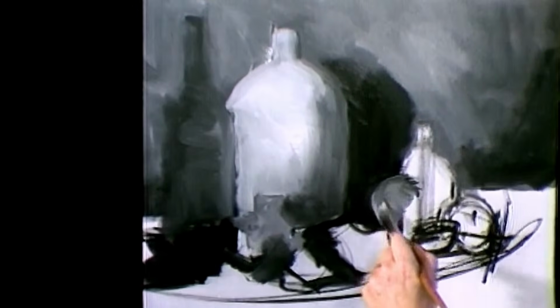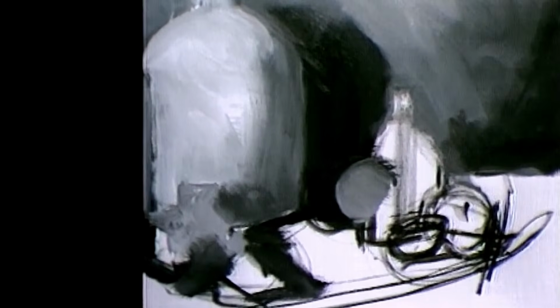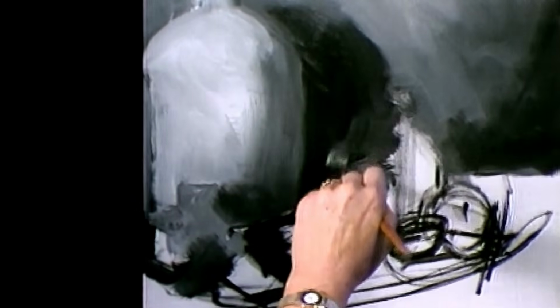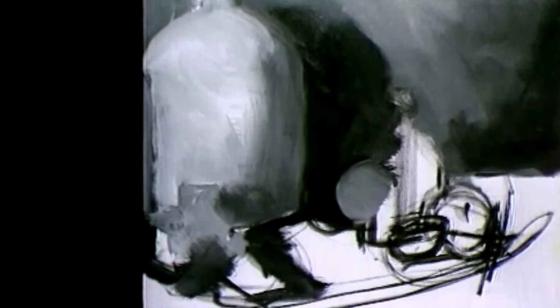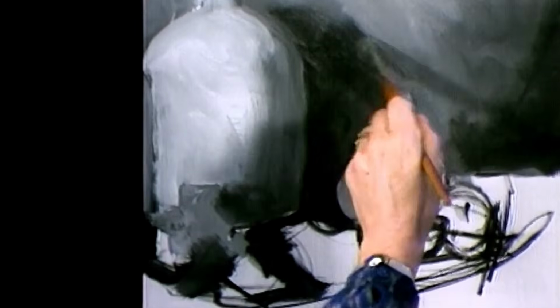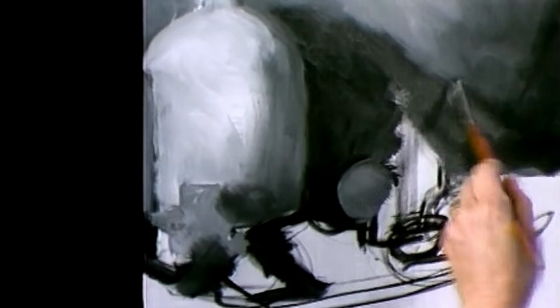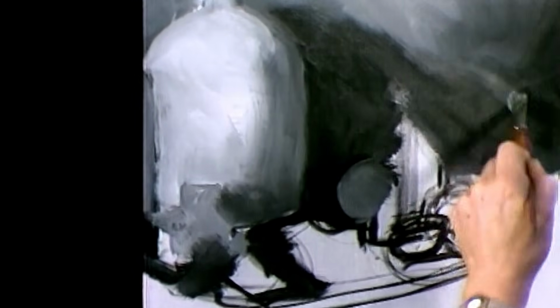I do my underpainting in acrylic because it's fast drying. It also covers much more substantially than oil. The old masters used tempera for their underpaintings. Acrylic in the 20th century is the substitute or the replacement of tempera.